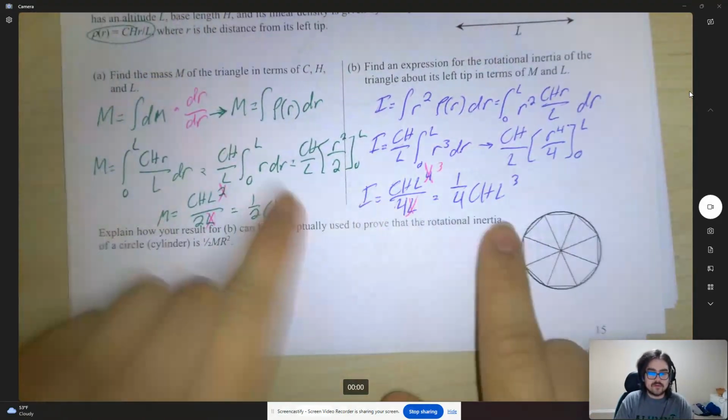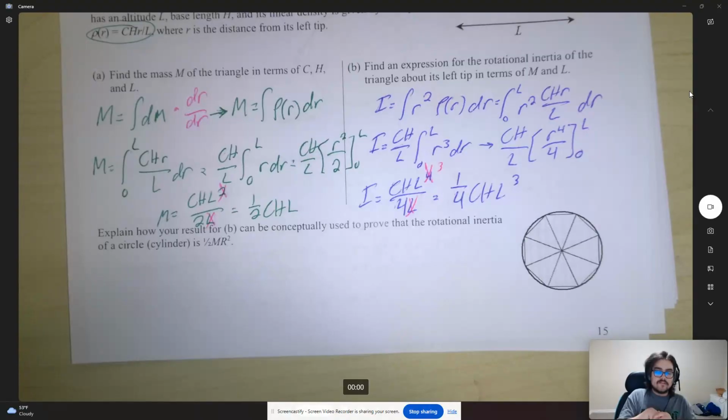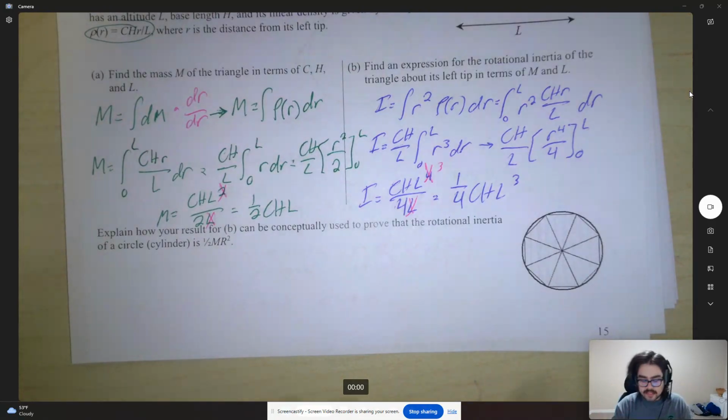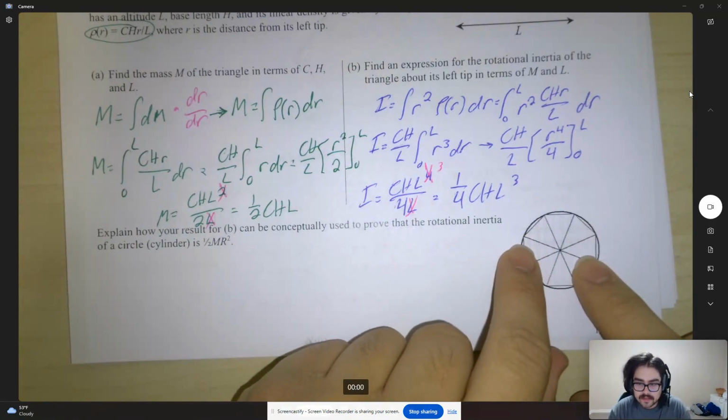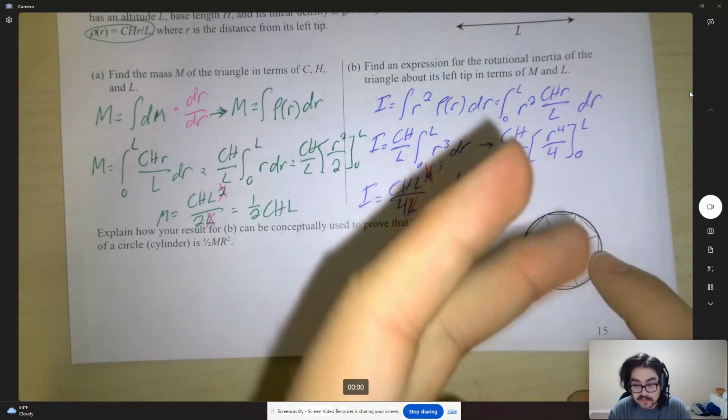Now this is the part that becomes important, because it wants to say, how can we use these results to find the rotational inertia of a cylinder? And there's an easy way to prove that. If you take a bunch of triangles and stitch them together, you actually can make basically a cylinder. It's not perfectly a cylinder, but it's basically a cylinder.